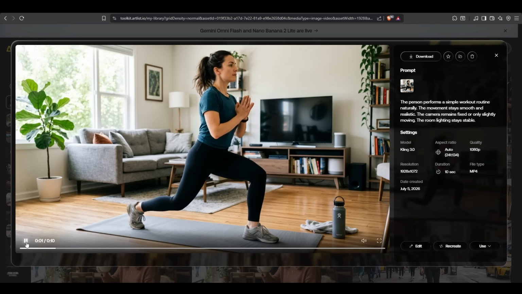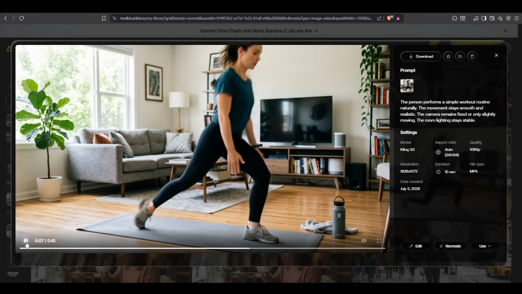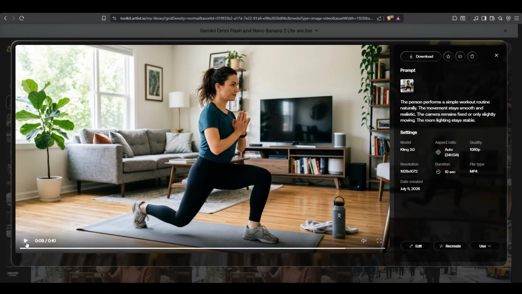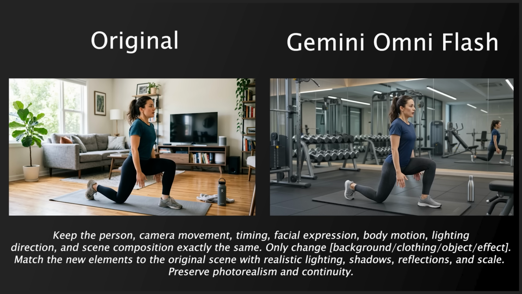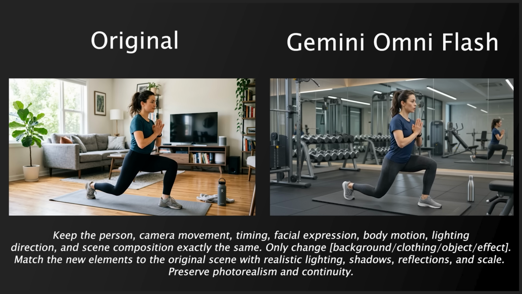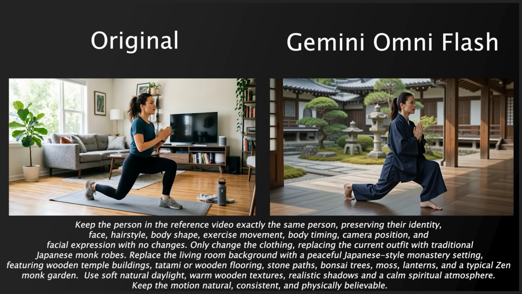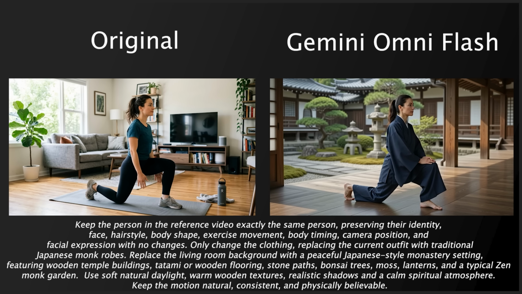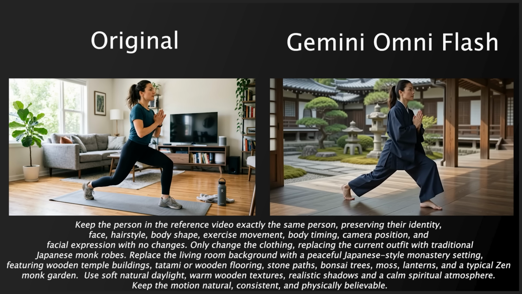Let's look at it. First, we try to replace the background and the clothing in one prompt. As you can see here, same person, same pose, same motion, just replacing the scene and the clothing. Even the mirror image here is working exactly. Awesome, no deformation, no crazy other poses. Here we said we want to keep the person again, but replace it with Japanese monk robes and a Japanese monastery setting. Again, it just nailed it.